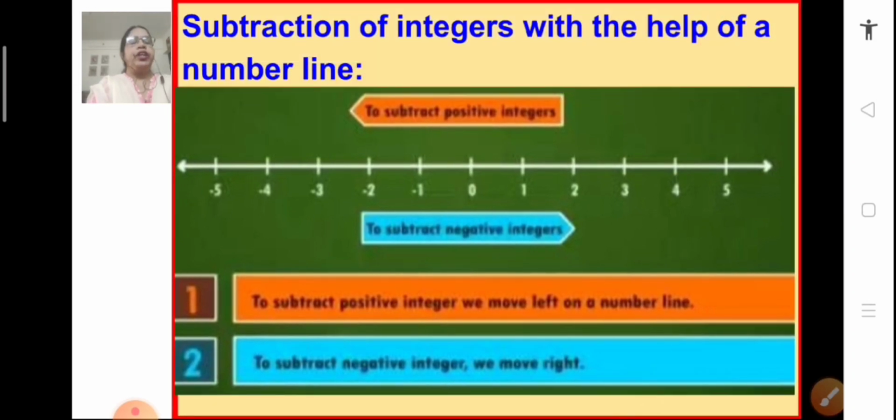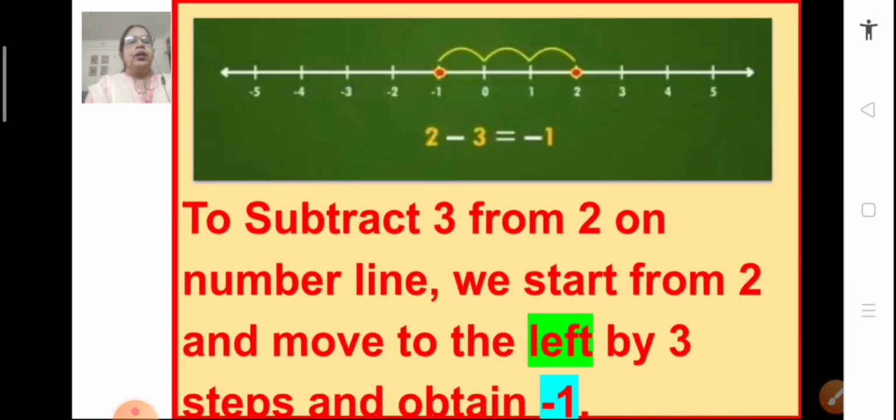Now subtraction of integers. Till now we were learning the addition of integers. Now subtraction of integers. First we will learn with the help of a number line, and then we will solve the problems. So we have to remember these things: when we subtract a positive integer, we move to the left on a number line. It is just the opposite of addition. So to subtract a positive integer, we move to the left, and to subtract a negative integer, we move to the right.